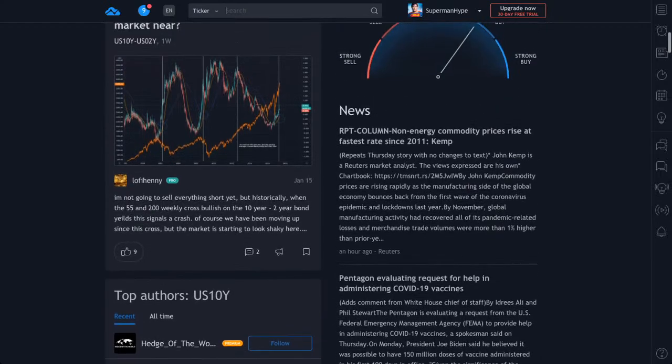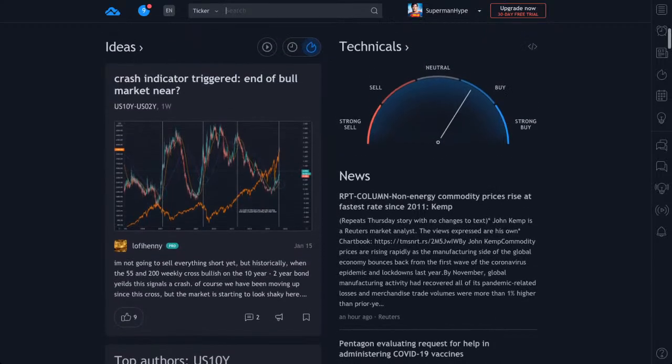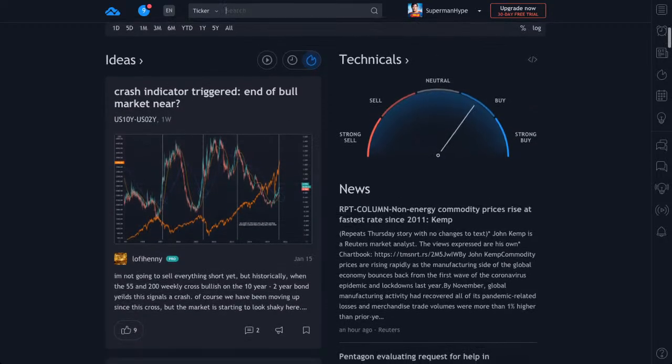There's one comment from a person here: I'm not going to sell everything short yet, but historically, when the 55-200 weekly cross bullish on the 10-year, 2-year bond yields, this signals a crash. Of course, we have been moving up since this cross, but the market is looking shaky. So that's a view that was made on the 15th of January.